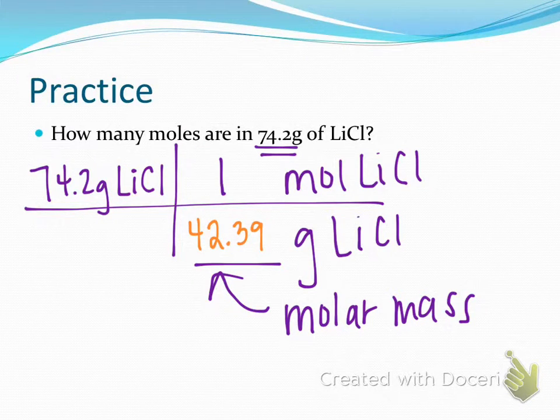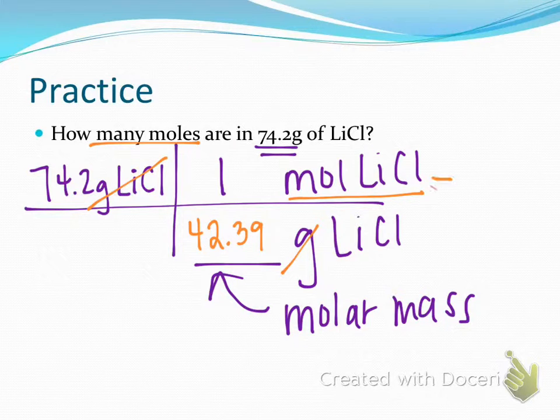When we do a T-chart, we go one row or one column at a time. Once I get into this column, I'm telling you that in 1 mole of lithium chloride, there are 42.39 grams. Now we've canceled the gram unit, and we're left with moles of lithium chloride. Is that what we want to be in? Yes, because our problem asks for how many moles.